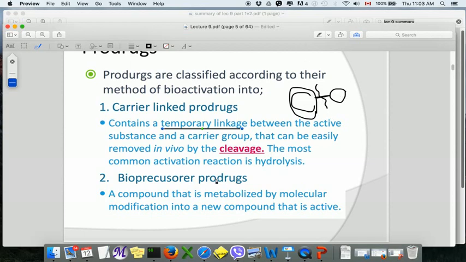All right. The bi-precursors are different. The idea is that we have the drug, and this drug is inactive, but when it undergoes metabolism, some part of it changes. This part, for example, changes and it becomes active. Okay, so the drug itself changes. You see the idea? Okay.